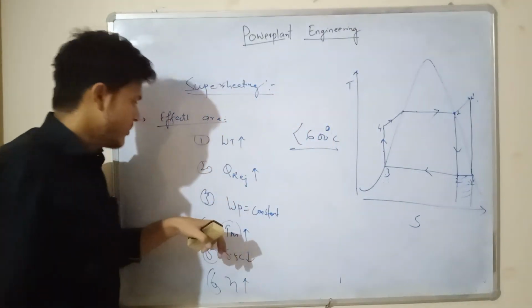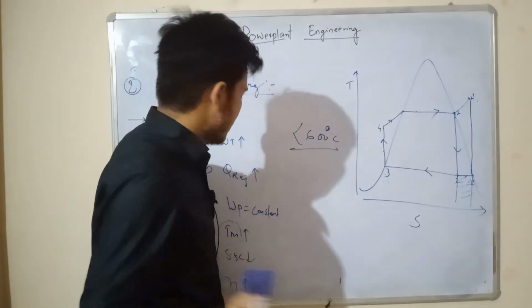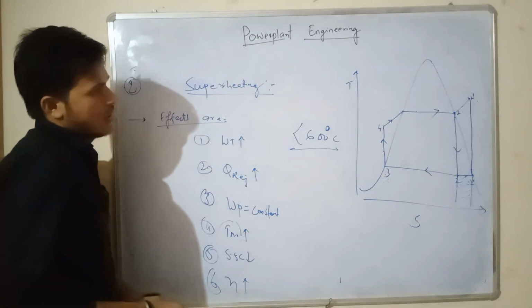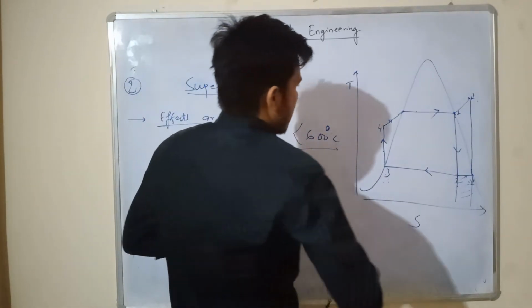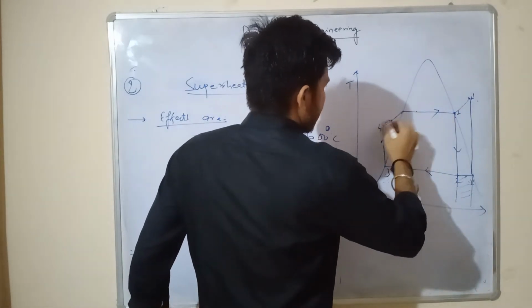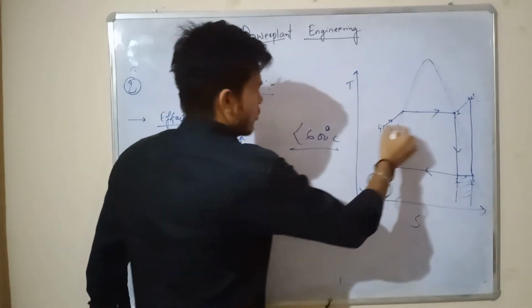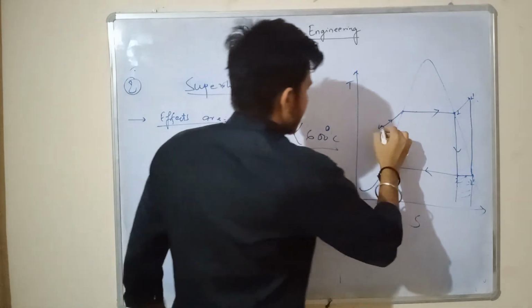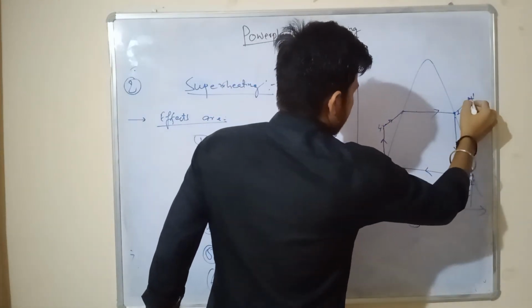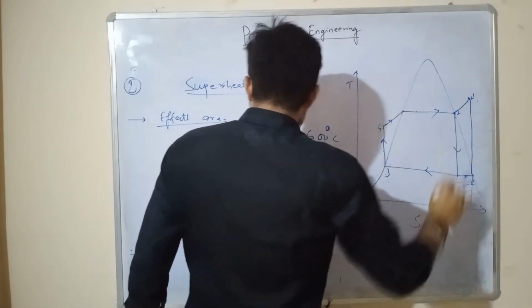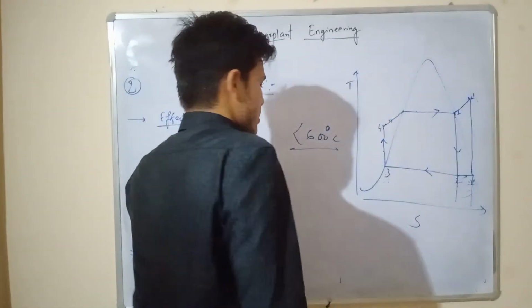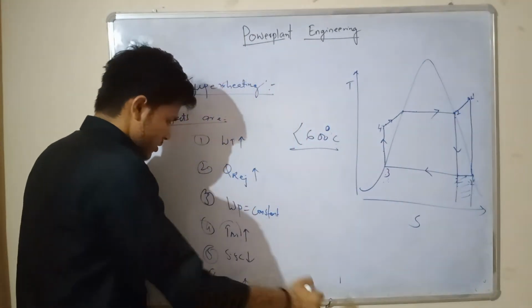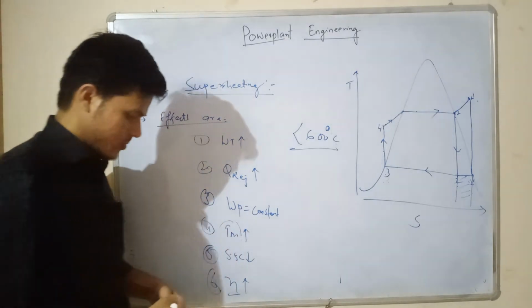Now Tmean, it indicates the mean temperature value. Before superheating, the temperature indicates from here to here, 4 to 1. After superheating, the mean temperature is from 4 to 1 dash. This part is going to increase, right? So Tmean increases. As Tmean increases, the efficiency also increases.